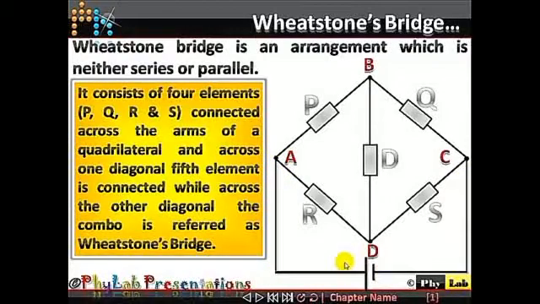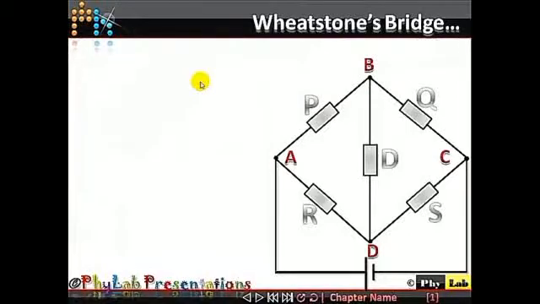Now, if you get such a combination, then such an arrangement of the circuit elements is often referred to as a Wheatstone bridge combination. The most important thing about the Wheatstone bridge combination is that in this arrangement, none of the circuit elements are either connected in series or in parallel. That is one thing that you should keep in mind.